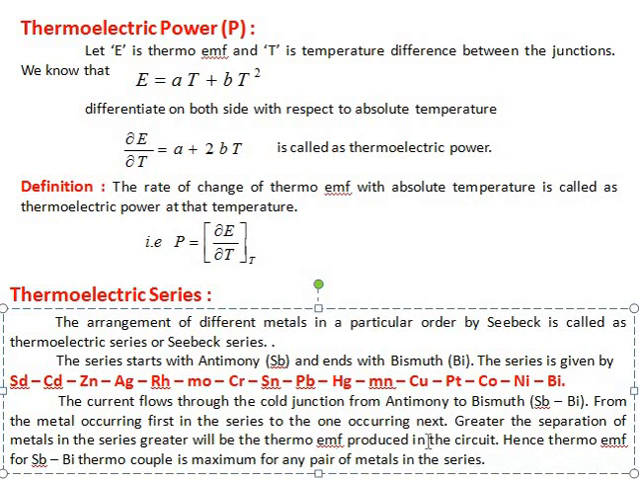Therefore, dear students, as the gap between two metals increases, here the maximum gap between two metals is antimony and bismuth. As the gap between the metals in the series increases, the thermo EMF produced in that pair of metals is more. Therefore, the maximum thermo EMF is produced for the pair antimony and bismuth, dear students. So you go through this part.